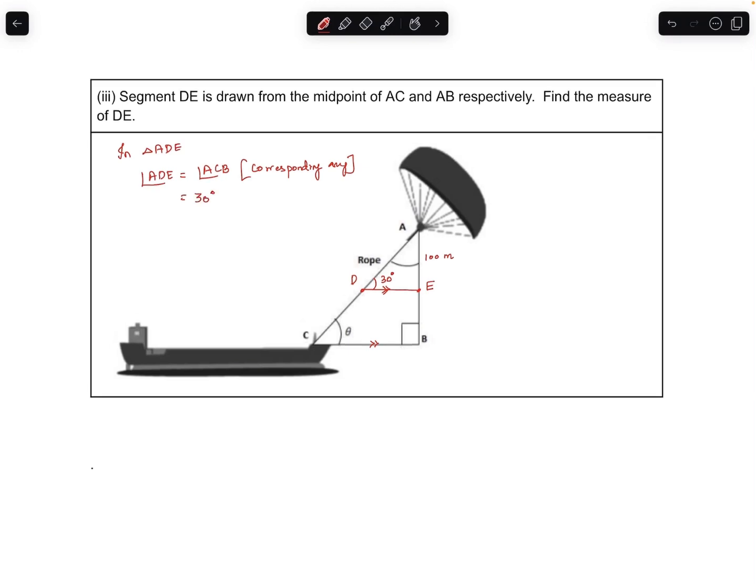In triangle ADE, we have one angle and AE, which is the opposite side. DE is the adjacent for 30 degree. So we can go in for tan. Tan 30 degree is equal to AE upon DE. Tan 30 is 1 upon root 3 and AE is 100 divided by DE. DE is equal to 100 root 3. Substituting the value for root 3, it is 100 into 1.732, which is nothing but 173.2 meters.